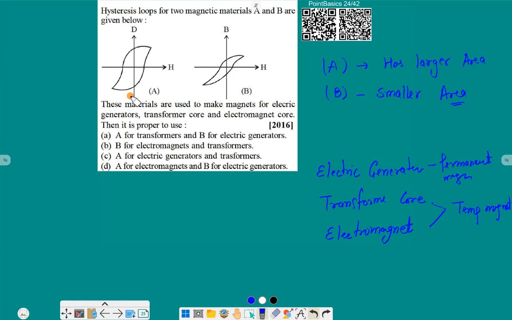So we can say A in the case of generators. Here it is mentioned in option A that A is for electrical generators and transformers. So this part is wrong. But in option B, B is for electromagnets and transformers, so B will be the right answer here. Now let's move to the next one.